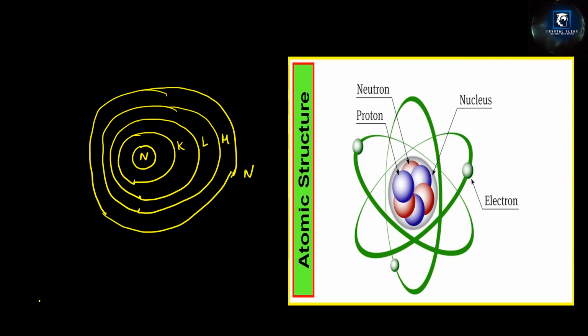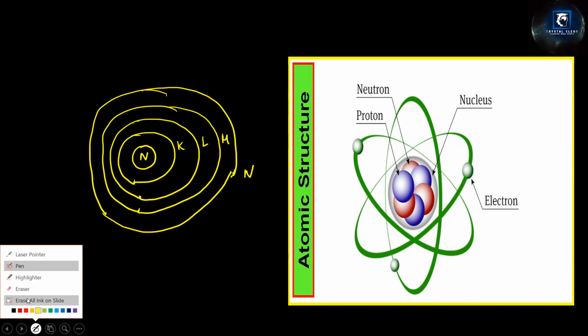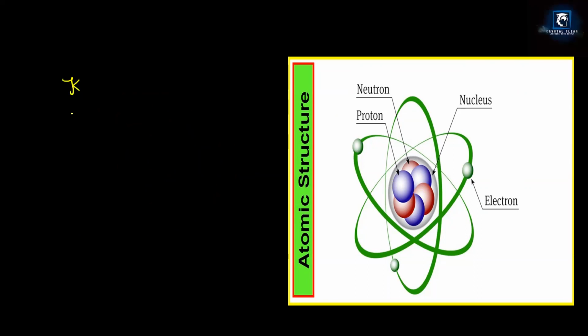So K, L, M, N. These are the shells. And the shells, let me write here, K, L, M, N, we call them main shells. About the subshells, S, P, D, F, we will see in another video. And we call these energy shells.